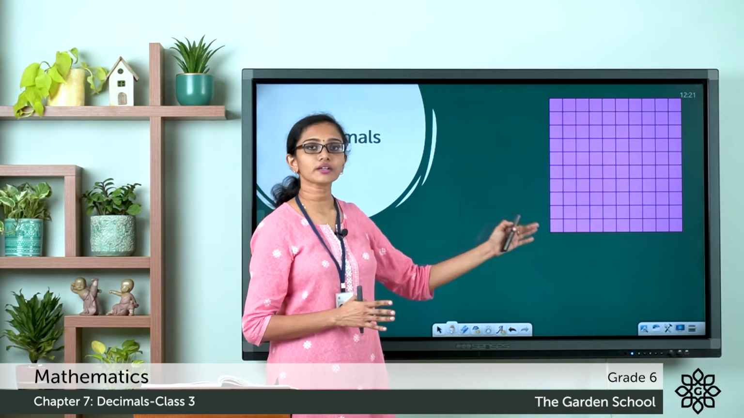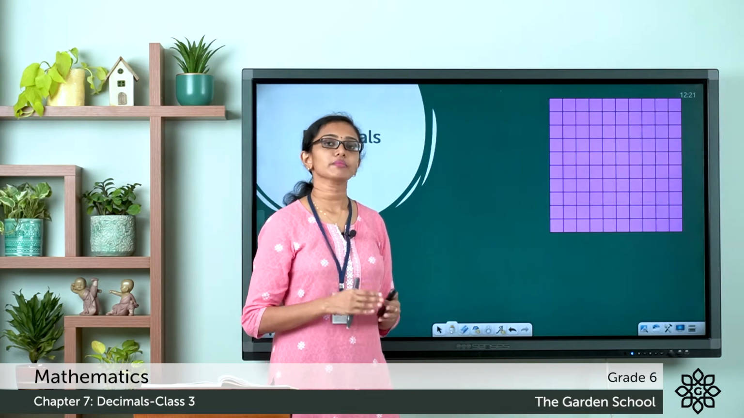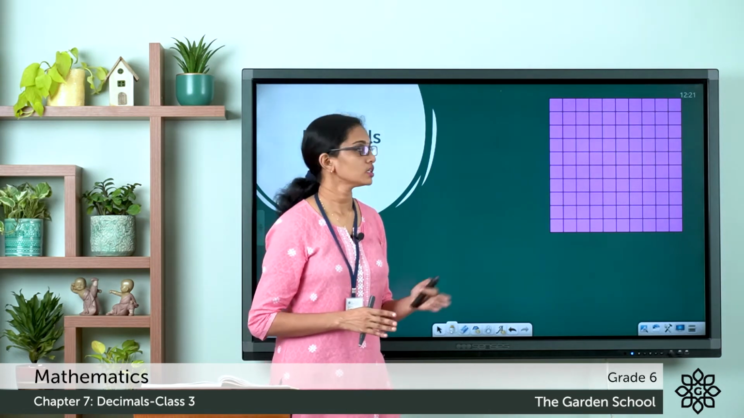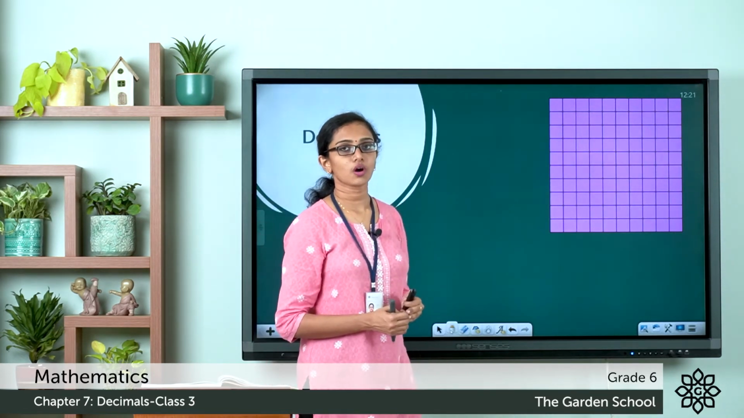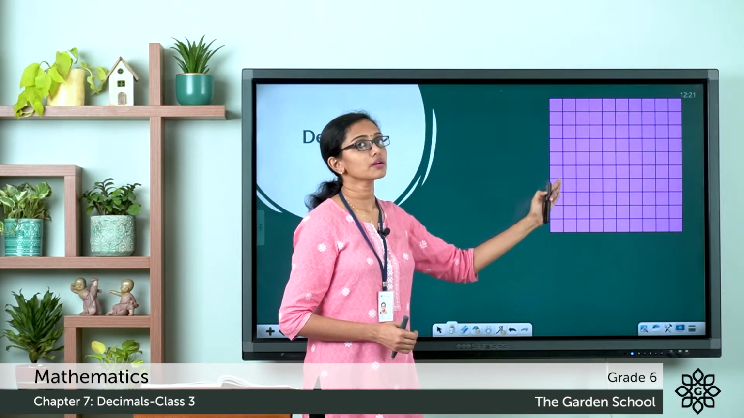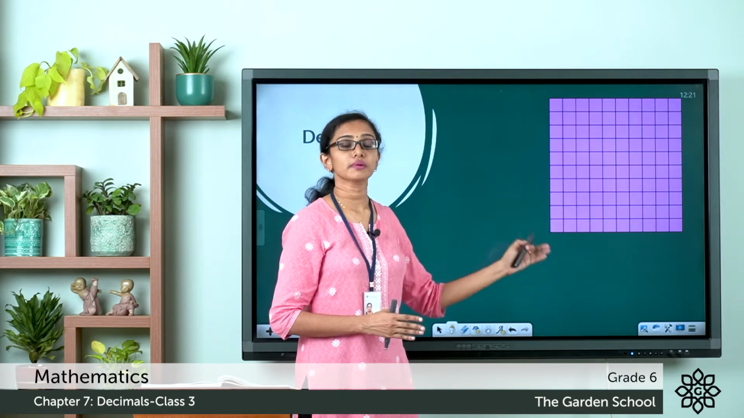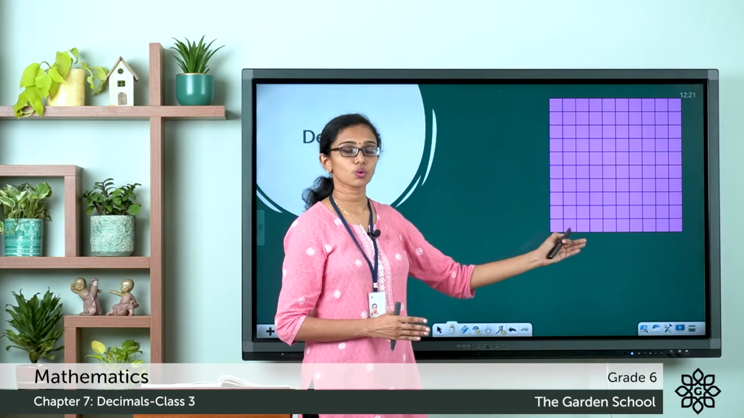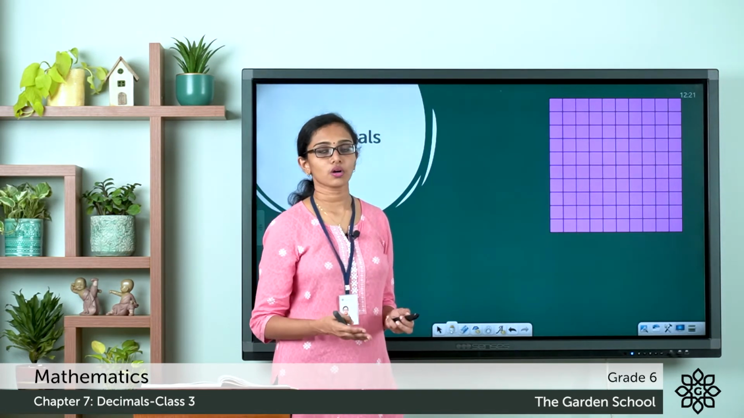So what will be the total value represented by this? So I am considering the case of columns here. So there are a total of 10 columns. So the total value will be the value of the first column plus the value of the second column plus the value of the third column and so on. And how many columns? 10 columns.